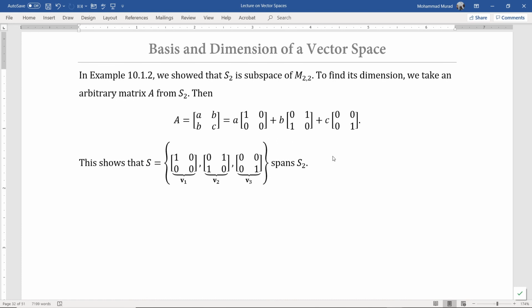To find the dimension of the subspace S sub 2, we take an arbitrary matrix A from the set S sub 2 with entries shown here, which can be written as a linear combination of these three matrices. Please verify. This shows that the set S with these three matrices spans the subspace S sub 2.